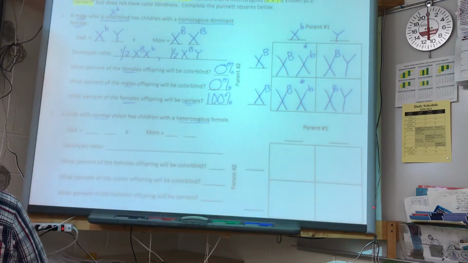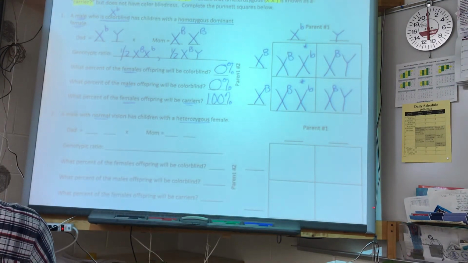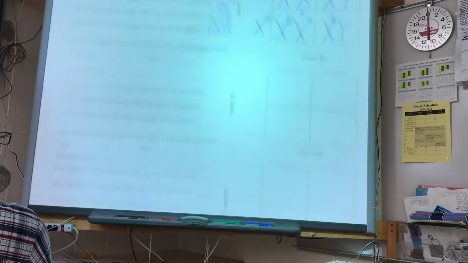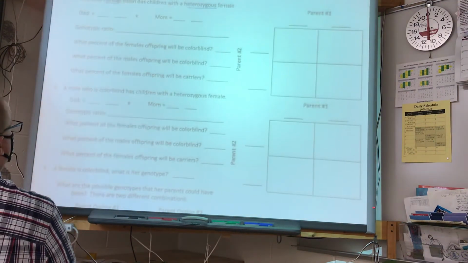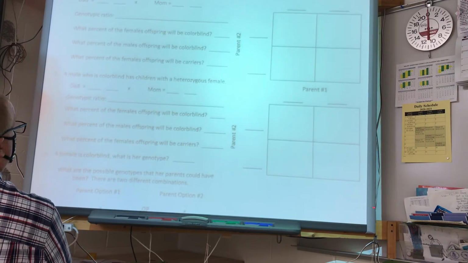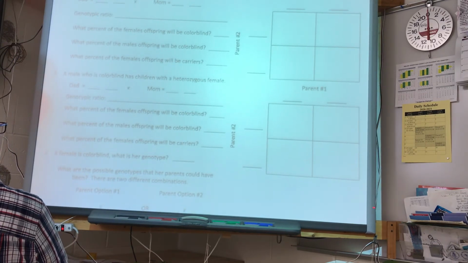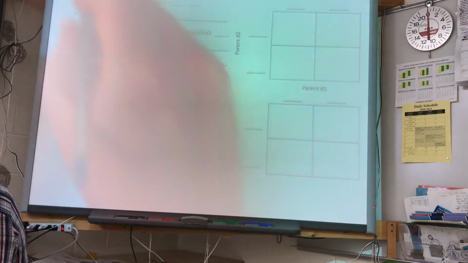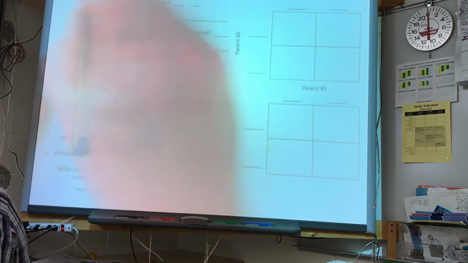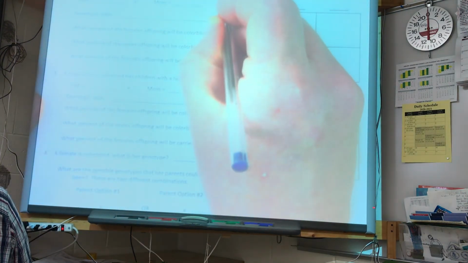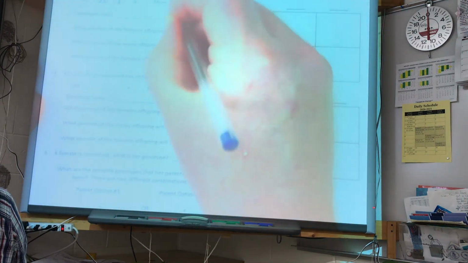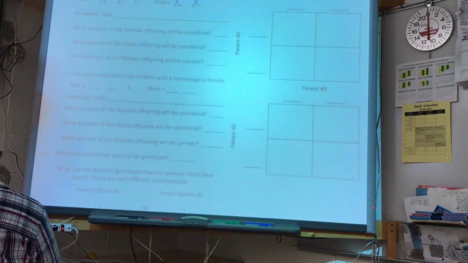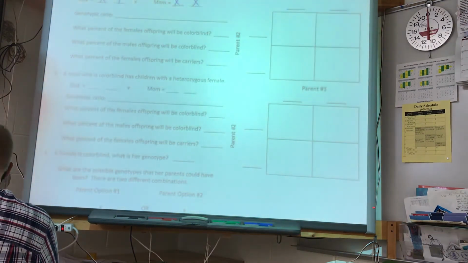Let's do number 2 together. A male who is normal, well, why don't you try to write the genotypes. You just write the genotypes for a male who has normal vision and has a child with a female who's heterozygous. Let's start by filling in those 4 little spots next to dad and mom. Start with the X's and Y's first, and then add the appropriate B's where they need to be. Let's start there. I'll give you 10 seconds.